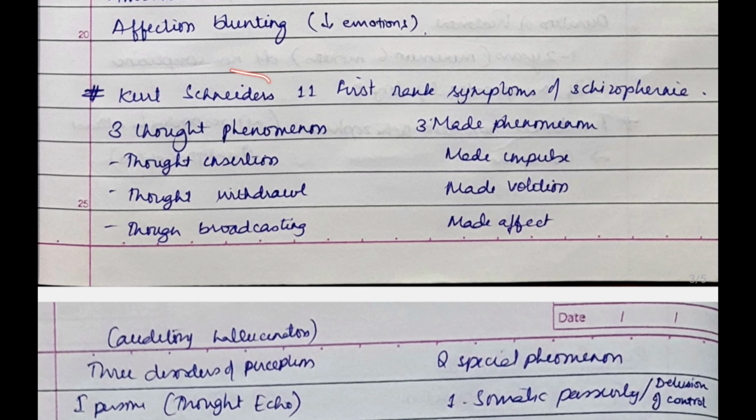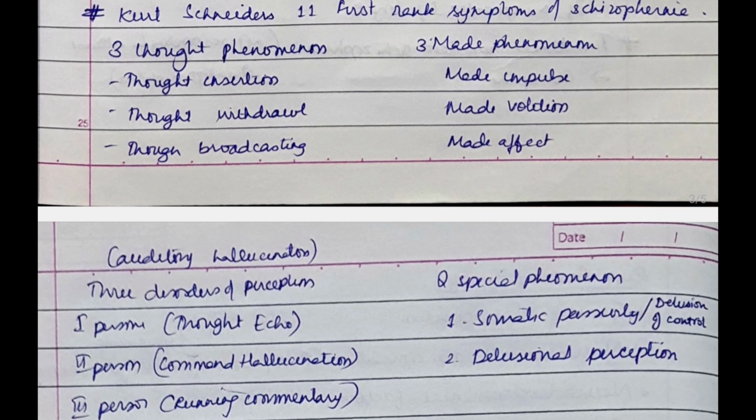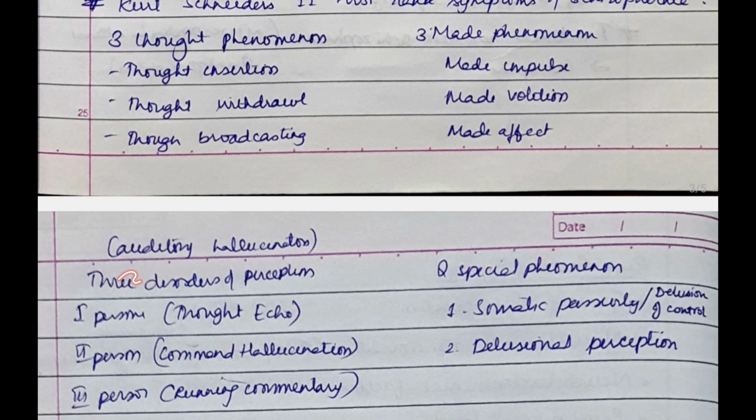Then there was a person named Kurt Schneider. He has described 11 first rank symptoms of schizophrenia. These are 3 thought phenomena, 3 made phenomena, 3 disorders of perception, means auditory hallucinations, and 2 special phenomena. 3 plus 3 plus 3 plus 2, that is 11. The 3 thought phenomena are thought insertion, thought withdrawal, and thought broadcasting. Then the 3 made phenomena are made impulse, made volition, and made affect.